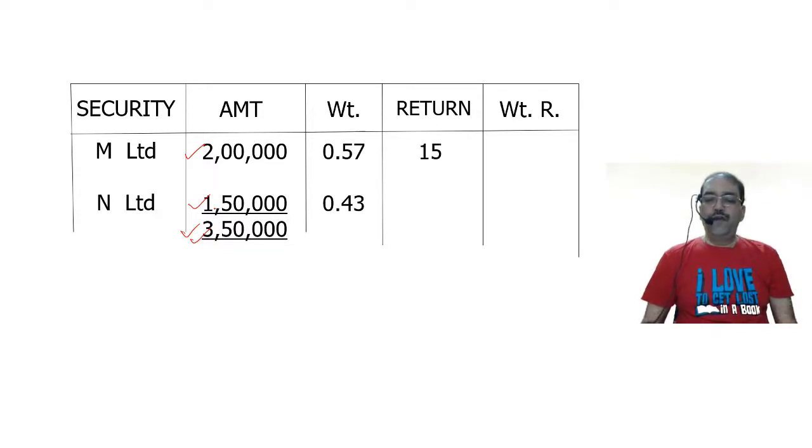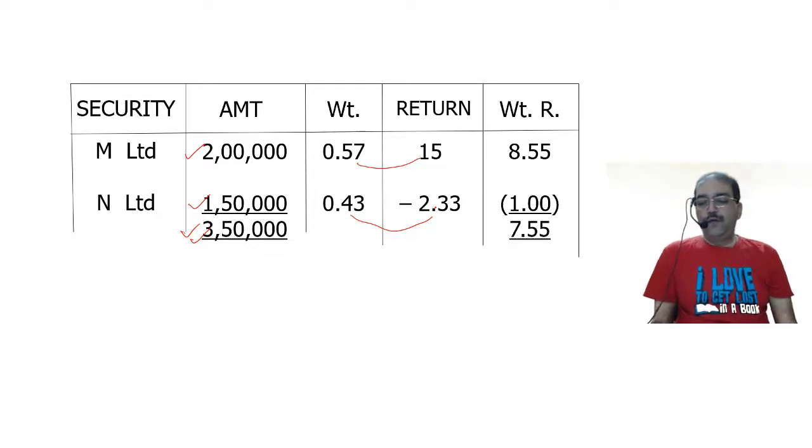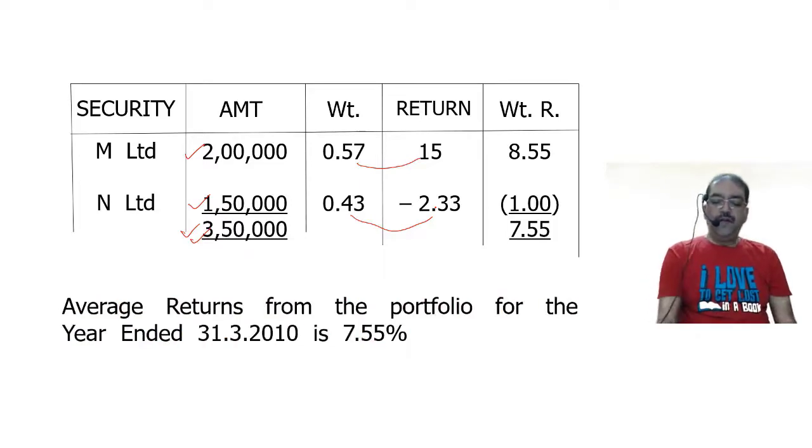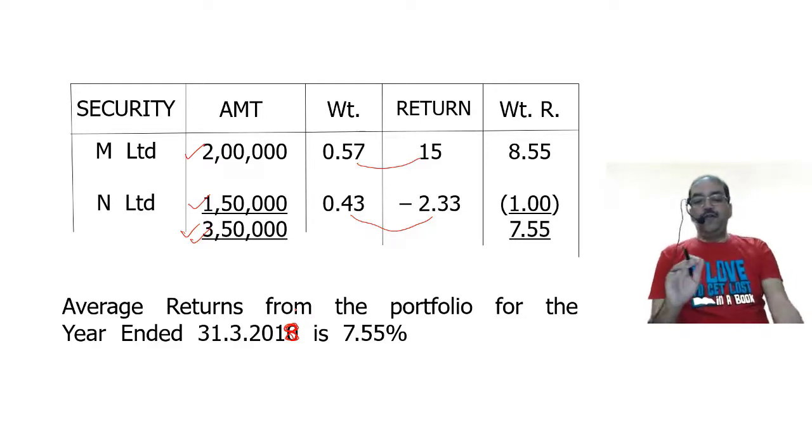Returns are given to us, 15 and minus 2.33 we have calculated. So multiply now. 0.57 into 15, 0.43 into minus 2.33, 8.55 and minus 1. So that comes to 7.55. So I say average returns from the portfolio for the year ended 31st March 2018 is 7.55%. But this is now for the first year.